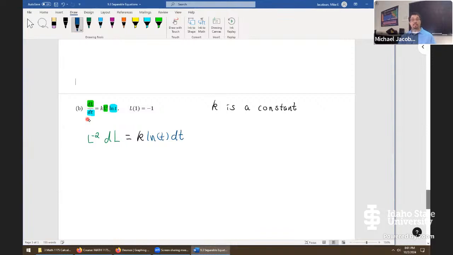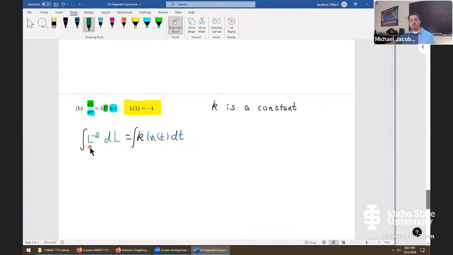So that's what the setup would look like on this one. It's now totally separated, but we need antiderivatives for both sides. Let's make this our last step. Then we'll come back here, analyze what we did, and solve for the initial value. That's really the new thing on these problems I didn't want to run out of time on.